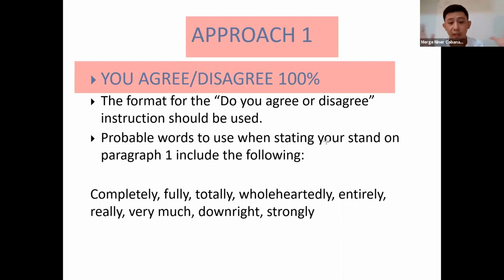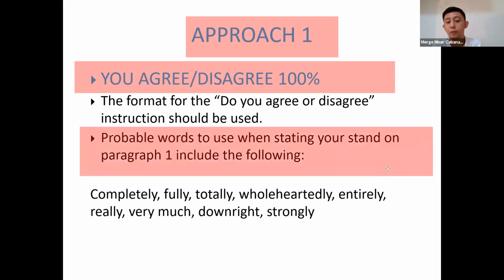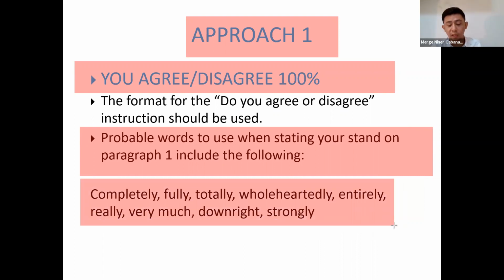But listen to me. Probable words to use when stating your stand on paragraph 1. Paragraph 1 is what we call the stand, all right? Here are the words that we use. Take a look at this. Here are the words that we use so that we let the examiner understand that our opinion is at the 100% level. We use the words completely, fully, totally, wholeheartedly, entirely, really, very much, downright, strongly. Okay.